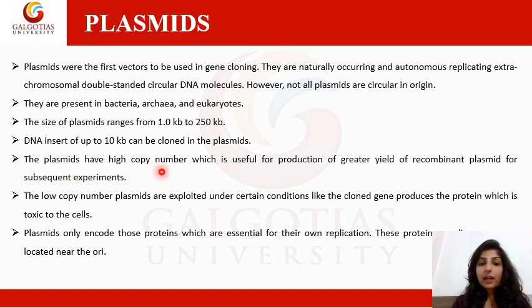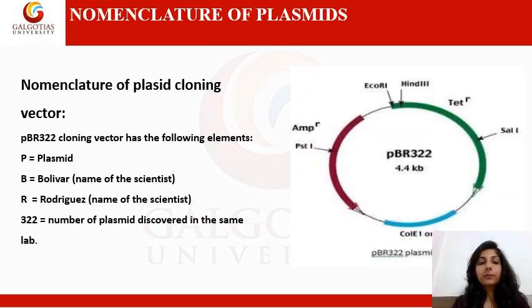The plasmids have high copy number, which is useful for production of a greater yield of recombinant plasmids for subsequent experiments. The low copy number plasmids are exploited under certain conditions, like when the cloned gene's product is a protein which is toxic to the cells. Plasmids only encode those proteins which are essential for their own replication. The protein is located near the ORI, that is the origin of replication.